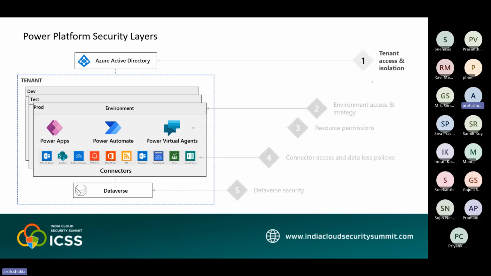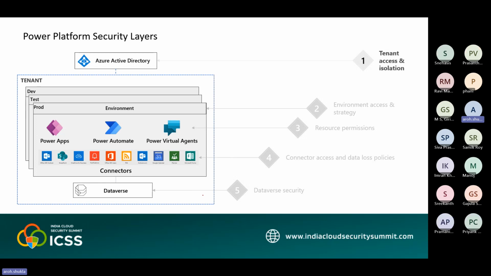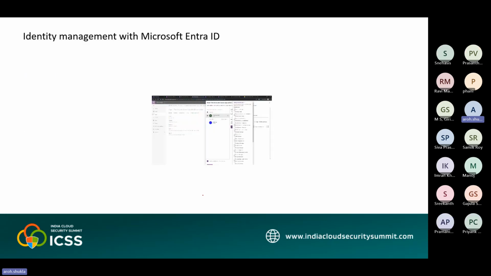Okay, tenant isolation is something very important. We talk about all 5 things, but today we talk about tenant isolation and how we can secure our Power Platform from the tenant level. So we go to Azure AD, we go to the tenant, we go to connectors, and the last is the data security, which is the most important part. So we first secure on the tenant level. There are a couple of options we can do.